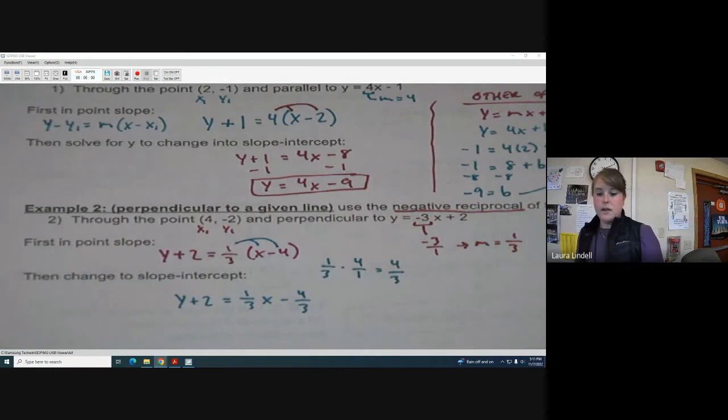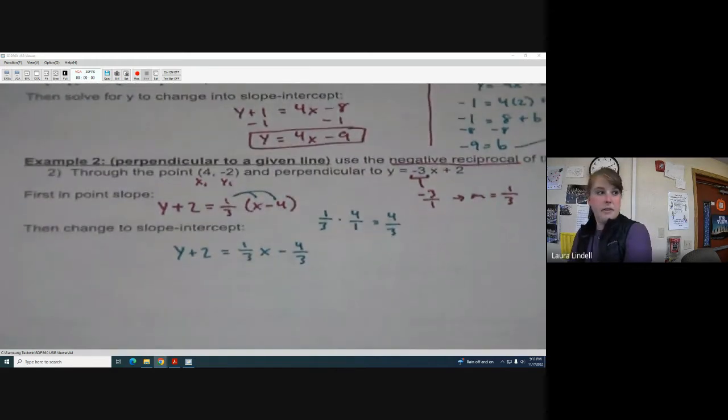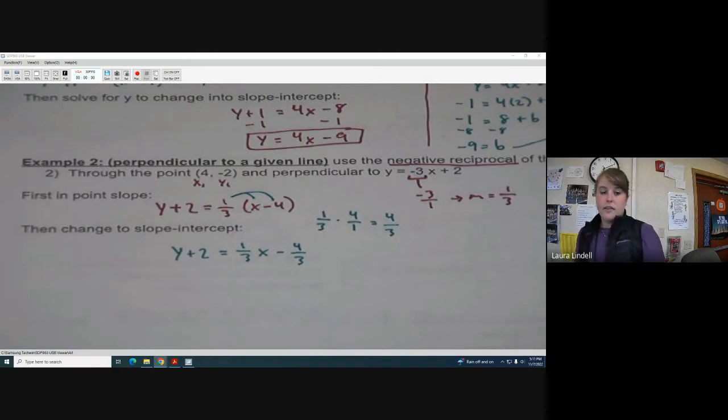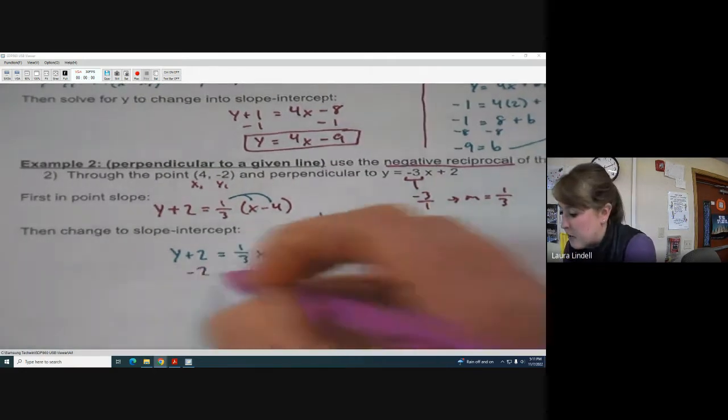Okay. The last step. And sometimes these ones, especially when it's negative reciprocals and stuff like that, the fractions become a part of this. So here we go. On this one, the last thing I have to do is subtract 2 from both sides.